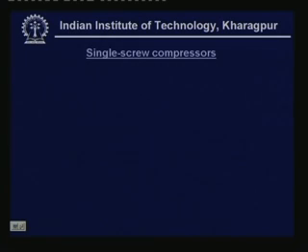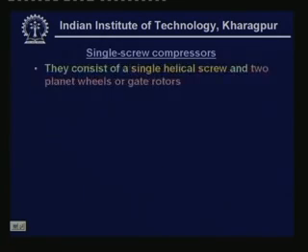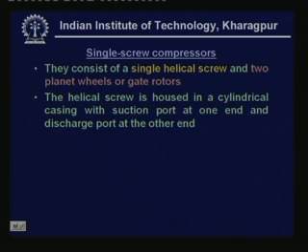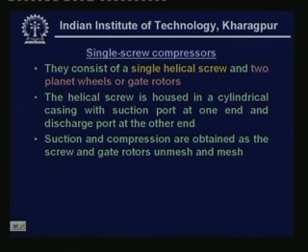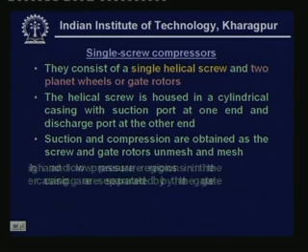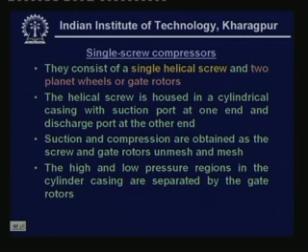Now, let us briefly look at the other type of screw compressor, that is single screw compressor. This single screw compressor consists of a single helical screw and two planet wheels or gate rotors. The helical screw is housed in a cylindrical casing with suction port at one end and discharge port at the other end. Suction and compression are obtained as the screw and gate rotors unmesh and mesh. The high and low pressure regions in the cylinder casing are separated by the gate rotors.